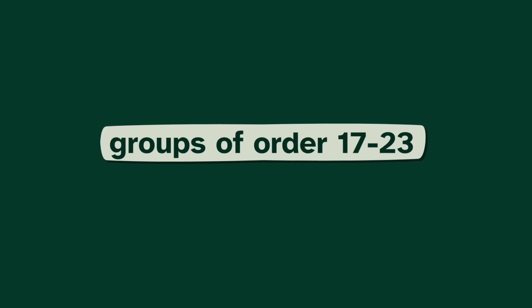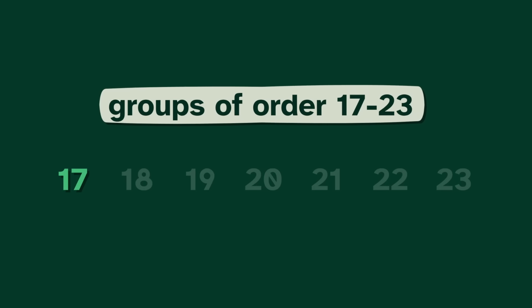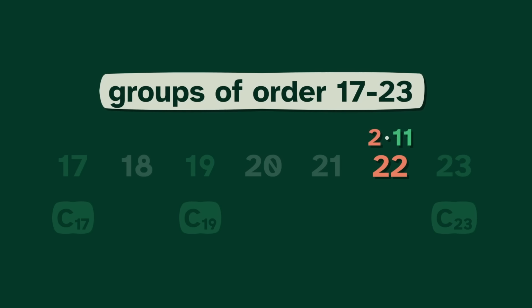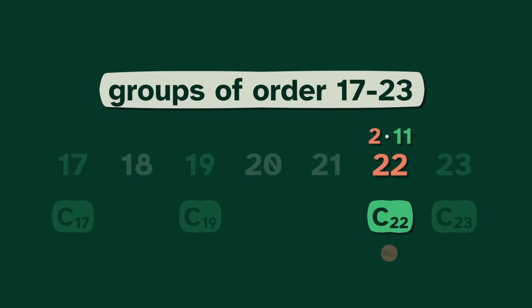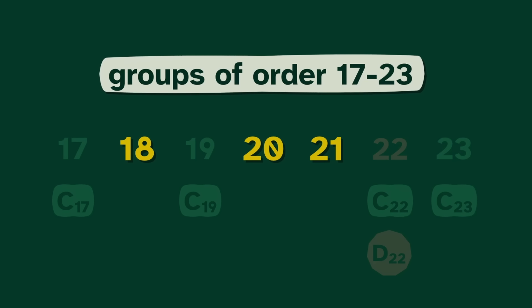What? That says 17 through 23. Well, yeah, but we don't have to look at every order. We can skip 17, 19, and 23 since they're prime. Right, so there's only the cyclic group. Yeah, and then 22 is 2 times a prime. We showed in a previous episode that any double of a prime will just have the cyclic and the dihedral group. So there's only a few interesting cases.